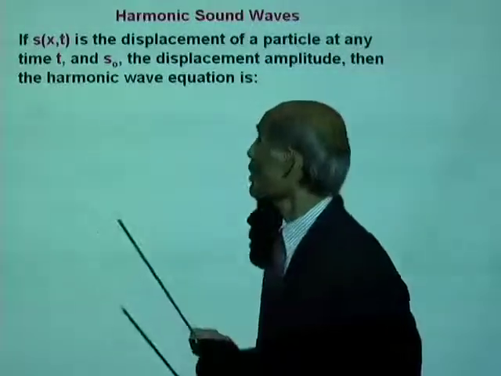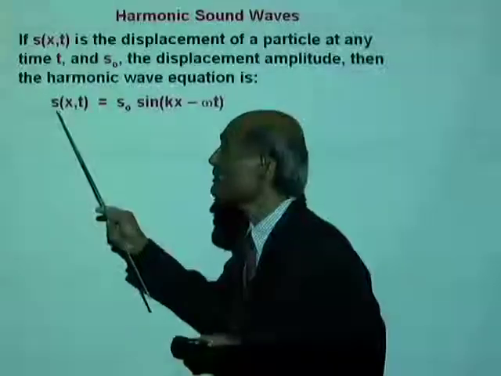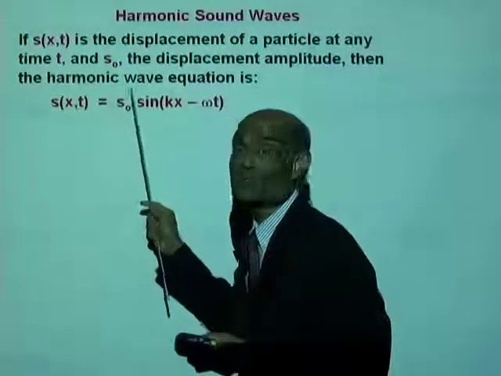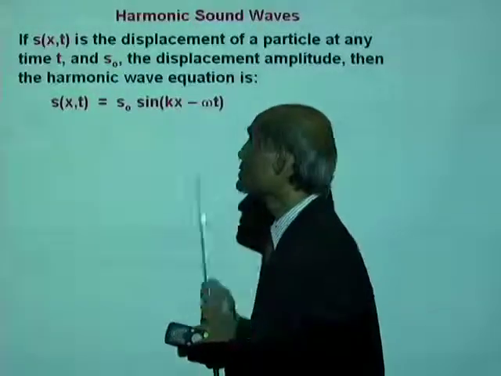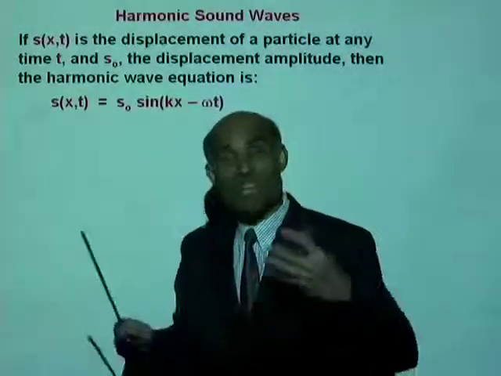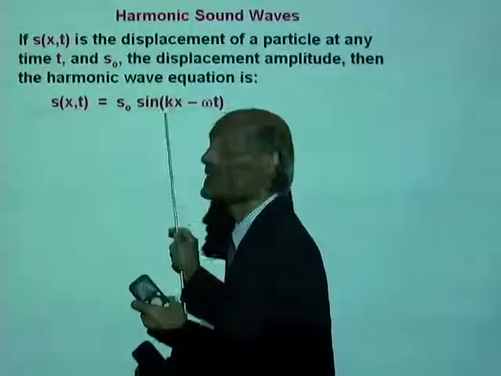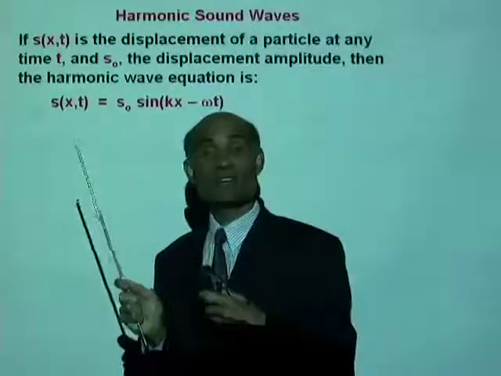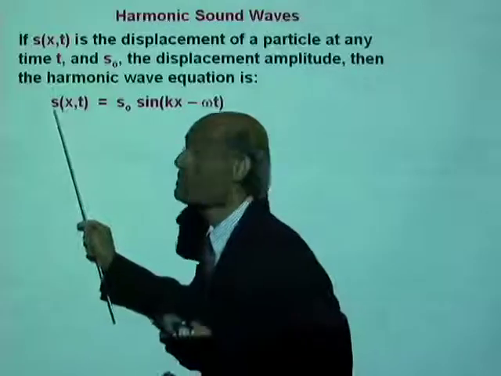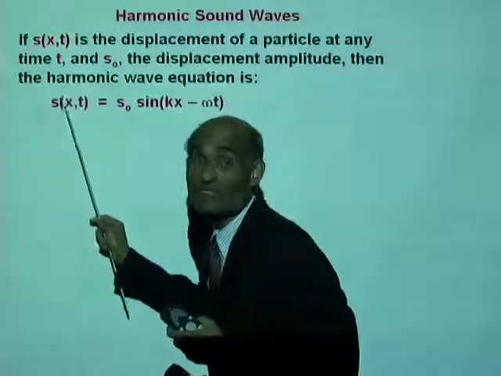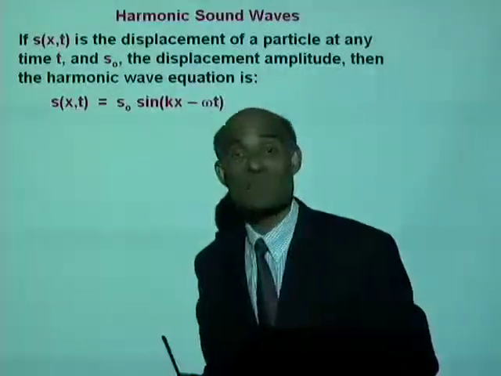Then the harmonic wave equation for a sound wave can be written as s(x,t) equal to s0 sine(kx minus omega t). The same equation, y(x,t) equal to a sine(kx minus omega t). When you want to represent a harmonic sound wave, we represent the displacement as s(x,t), and s0 stands for the displacement amplitude.